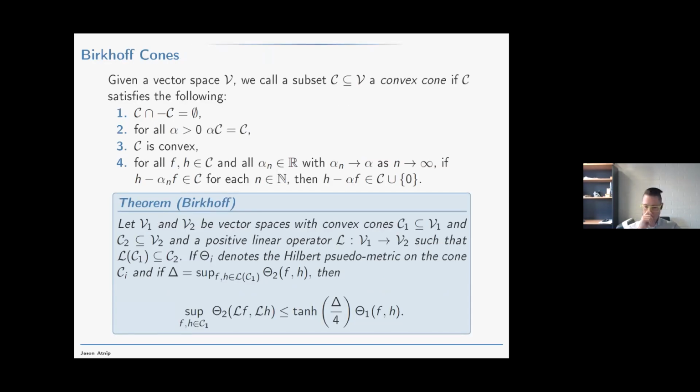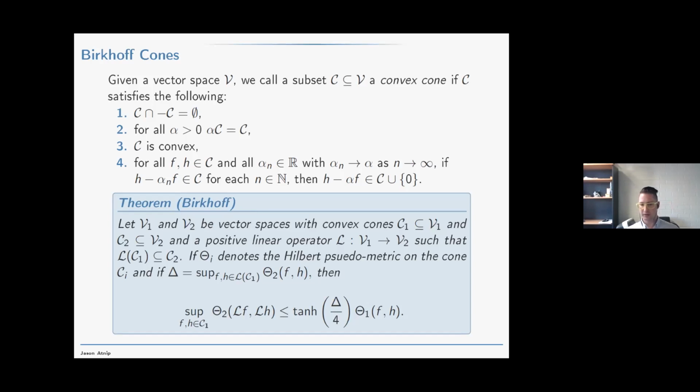Okay, so the next step is we want to apply the Birkhoff ergodic cone technique. So we should first talk about what convex cones are. A convex cone is going to be a subset of a vector space that satisfies these first four properties.